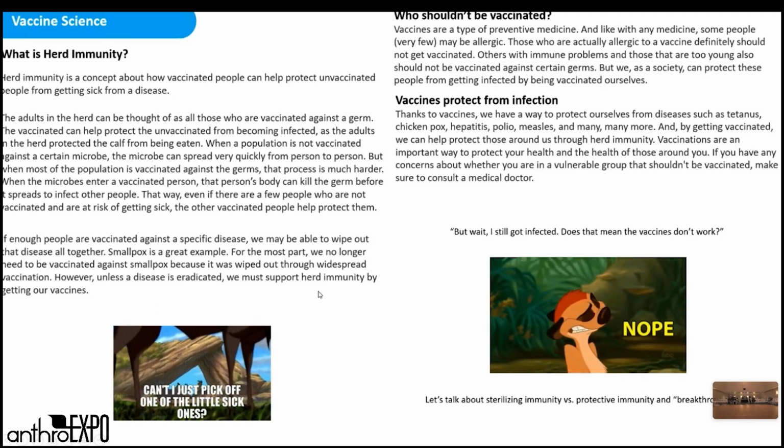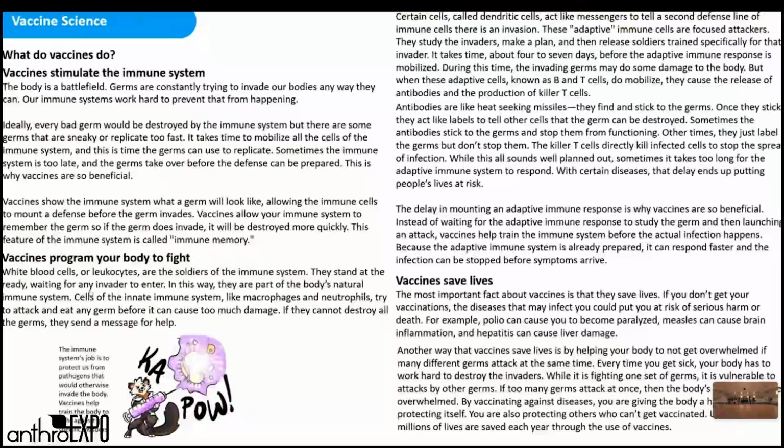And then one really important thing from this slide, I hear this line all the time: but wait, I still got infected. Does that mean the vaccines don't work? That could not be further from the truth. So let's talk about sterilizing immunity versus protective immunity and breakthrough infections. You have something called protective immunity, and you have sterilizing immunity. Sterilizing meaning that once everybody gets vaccinated, you can't get infected ever again.